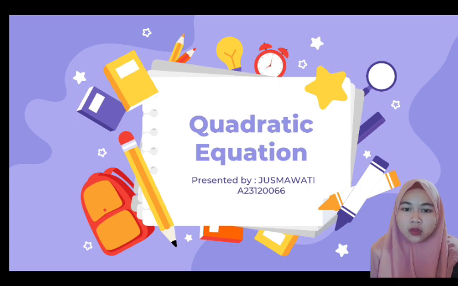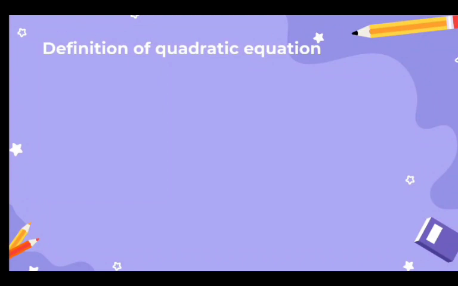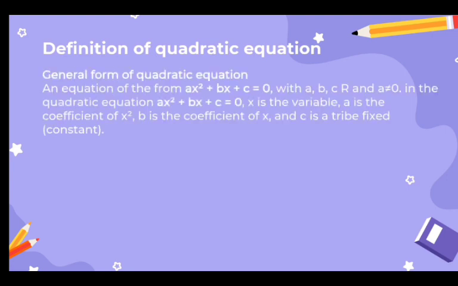A231-20066. Today we are going to talk about quadratic equation. Okay, this is the first slide about the definition of quadratic equation. General form of quadratic equation: an equation of the form ax squared plus bx plus c equal to 0, with a, b, c are real numbers and a not equal to 0. This is called a quadratic equation in variable x.